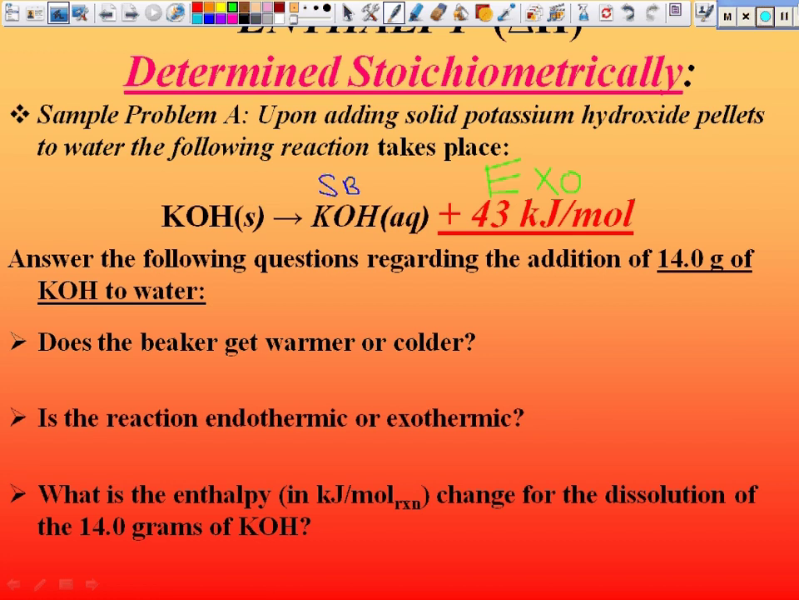Okay? So answer the following questions regarding the addition of 14 grams of potassium hydroxide. Does the beaker get warmer or colder? Why? Exothermic. The beaker gets warmer. Think about this. When you drop those pellets into water, that's how it's going to turn into aqueous, right? When it turns into water, what's the first thing that has to get warm for the beaker to get warm? The water has to warm up.